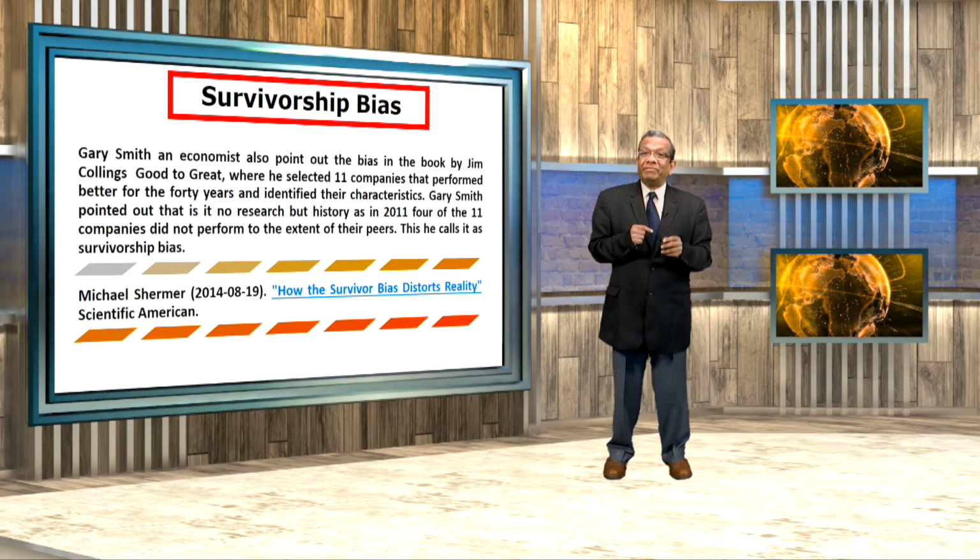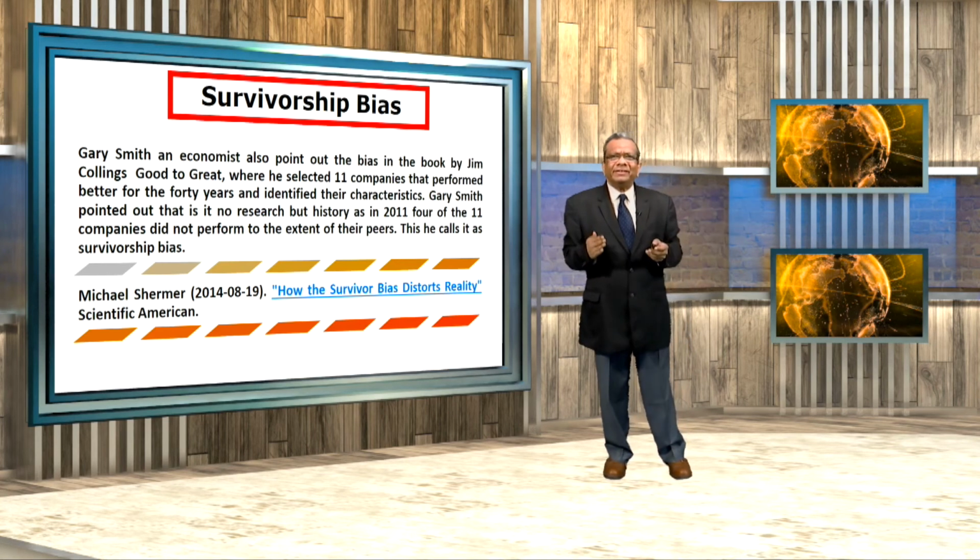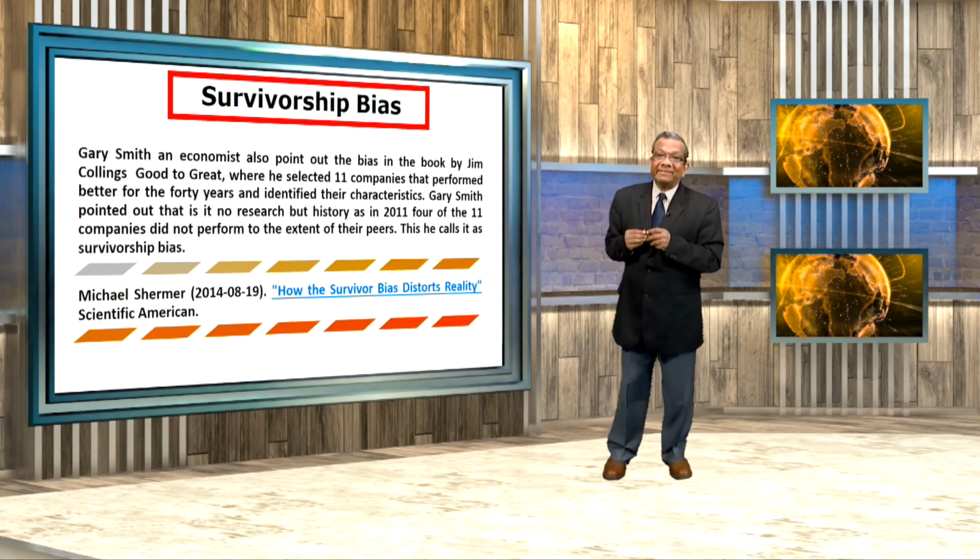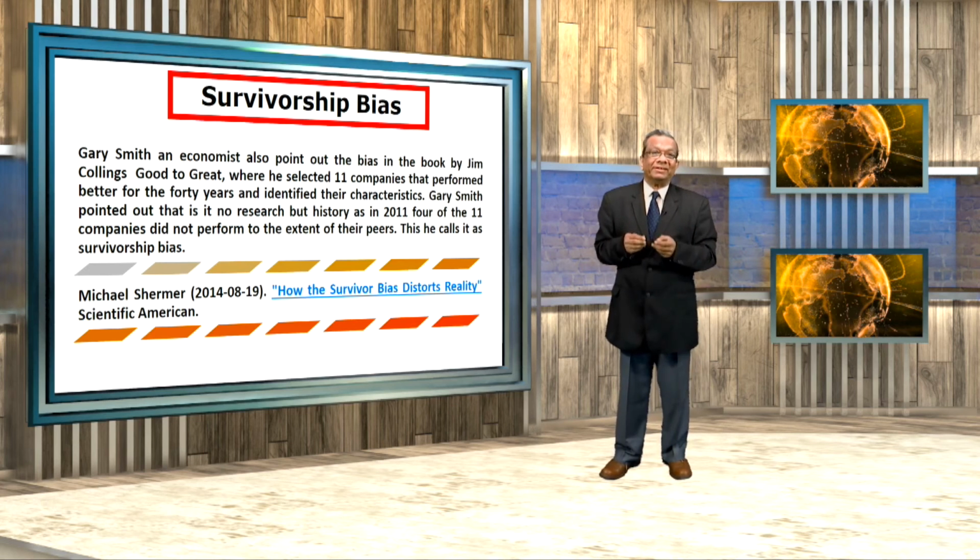As in 2011, 4 of the 11 companies did not perform to the extent of their peers. He called this survivorship bias. For example, Jim Collins studied only 11 companies which have outperformed their peers, but he has not included those who have failed. Therefore, there is a survivorship bias built into the entire system. And here is a reference by Michael Shermer, who has written How the Survivor Bias Distorts Reality in Scientific American.